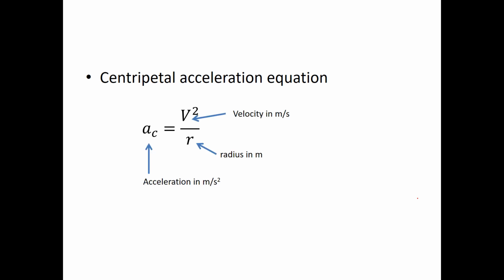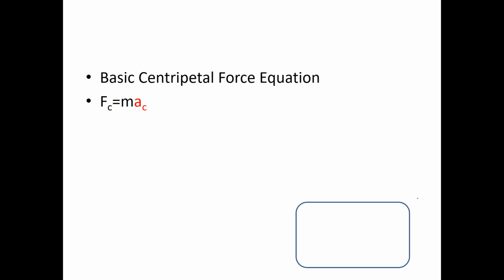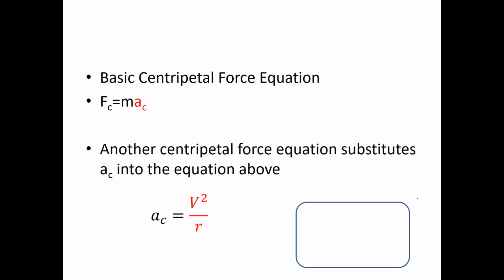There are your variables. I already went over this earlier. F_c equals m a_c, I haven't used that too many times. You might have to use it, but most of the time you're using the combination. So a_c is actually v squared over r, and if you plug it in place of a_c up there, you end up with your standard centripetal force equation, as you see right here.